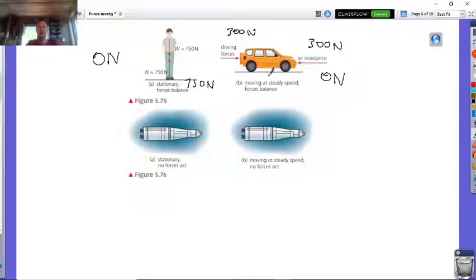But this car was already moving at, say, 30 miles per hour. It will keep going at 30 miles per hour. Its speed will not change because the forces are balanced.